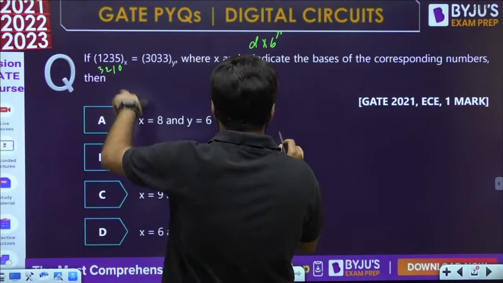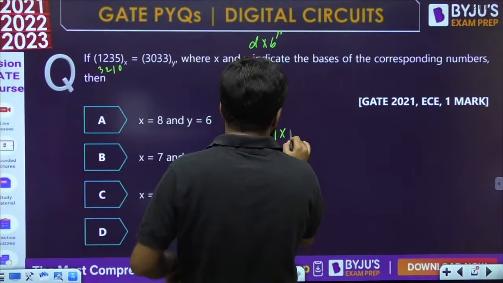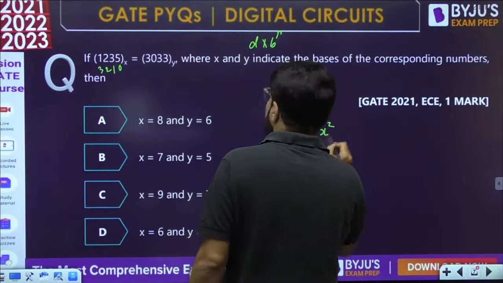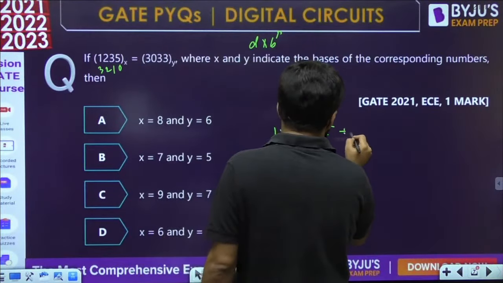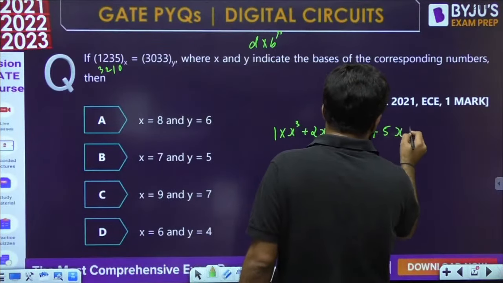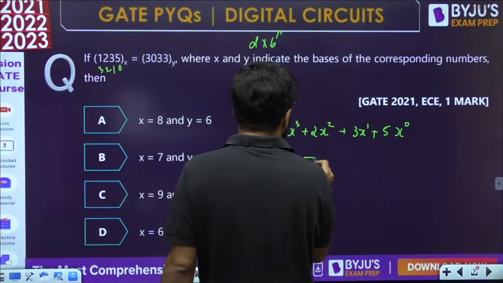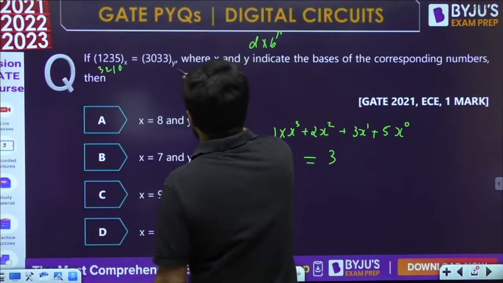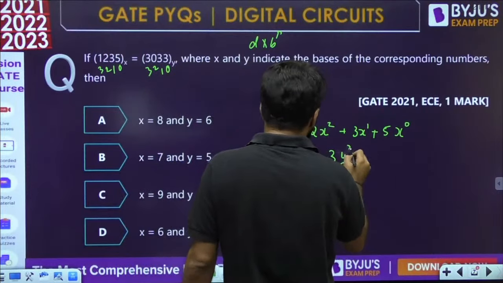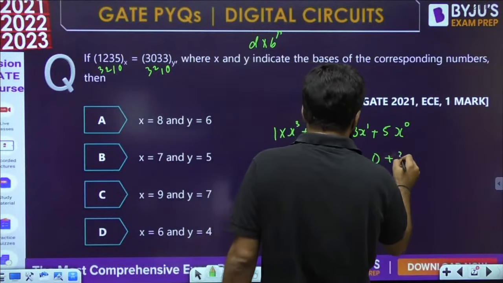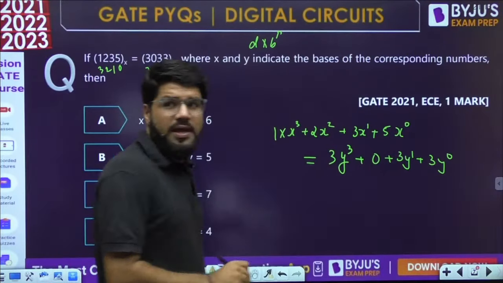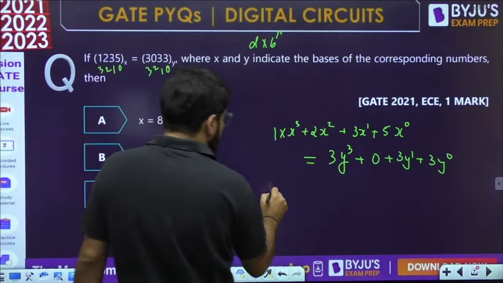On the left side, I will have digit 1 into x raised to the power 3, the next digit 2 multiplied by x squared, the next digit 3 multiplied by x power 1, and the next digit 5 multiplied by x power 0, that is simply 1. This should be equal to 3 into y cubed, the next is simply 0, the next is 3 into y power 1, and the next is 3 into y power 0. So now, what do I have?